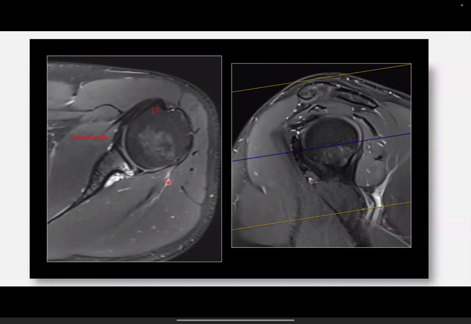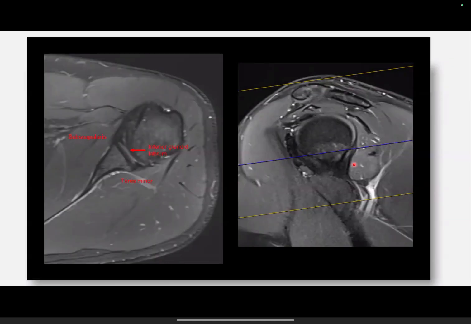Subscapularis is attaching here. These are the fibers of teres minor or inferior one third fibers of infraspinatus. And this is anterior labrum. This is posterior labrum. In this patient, you can see there is abnormal signal in posterior bony glenoid and chondrolabral separation in the posterior aspect. And this is the inferior most aspect.